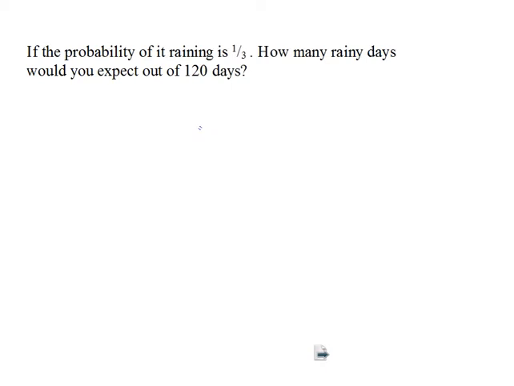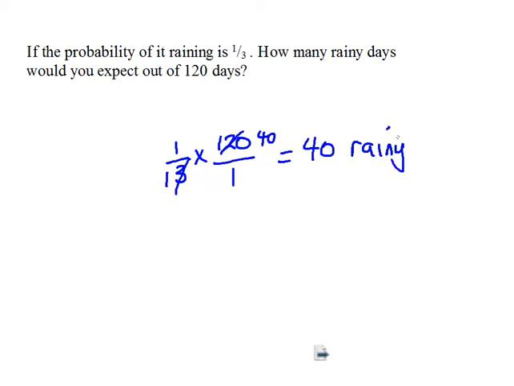Sometimes you might be given the probability already. In this case, the probability of it raining is 1/3. And we want to know how many rainy days we would expect in a 120-day period. So again, once we know the probability of it raining is 1/3, we're just going to say 1/3 times the number of days, which is 120, and then we go. 3 goes here once, 3 goes here 40. So our answer is 40 rainy days. And that makes sense because 1/3 of 120 is 40. So we expect 40 rainy days.